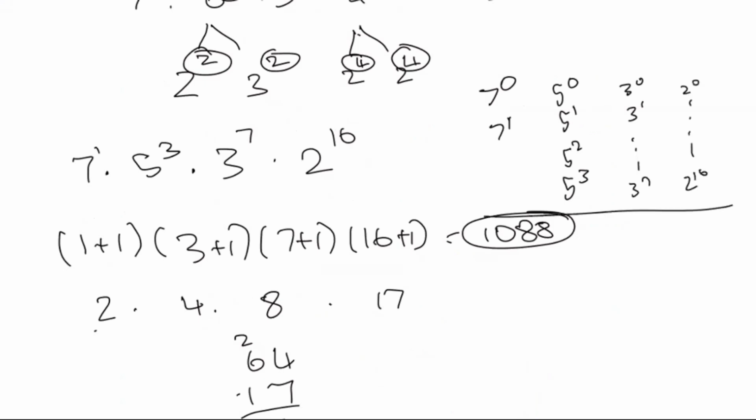So we see here, I'll write it on top. There's 2 for 7, there's 4 for 5, there's 8 for 3, and there's 17 for 2. And so all we did was we took each exponent and we added 1 to it, right? 1 plus 1 is 2, 3 plus 1 is 4, 7 plus 1 is 8, and 16 plus 1 is 17. Does that make sense?